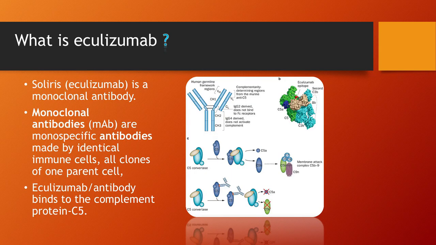So what is eculizumab? It's an antibody. They call it a monoclonal antibody. That means they are mono, one specific, and they're made by identical immune cells, and they're all clones from a parent cell. And it binds to the complement C5 protein and lasts about 2 weeks. Now, they have a new version that's coming available soon that lasts a month. So the therapy frequency will change.